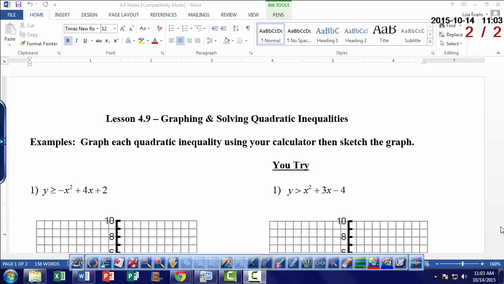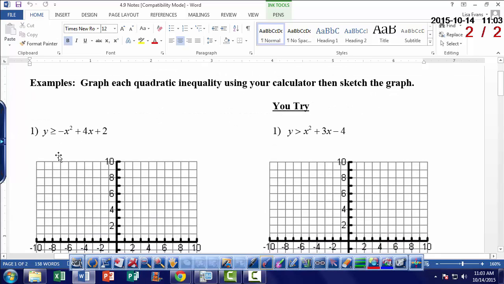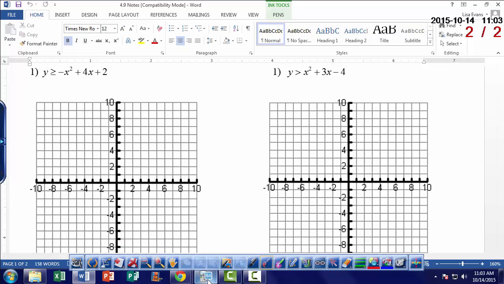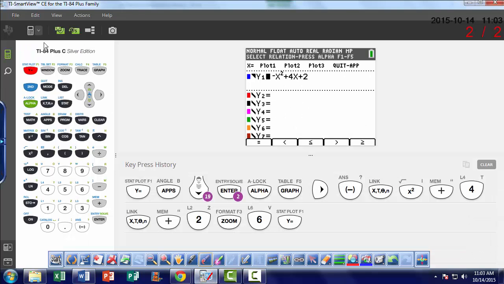Hello, today we're going to graph quadratic inequalities and solve quadratic inequalities. We're going to do most of this on our calculator, so make sure you have your calculator out, ready to go. Okay, first we're going to graph this quadratic inequality and just sketch the graph on our graphing calculator. So go to your graphing calculator, make sure you have your Inequalz app running. If not, click Apps, scroll down to Inequalz, hit Enter, Enter.